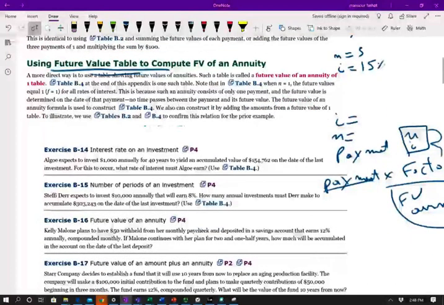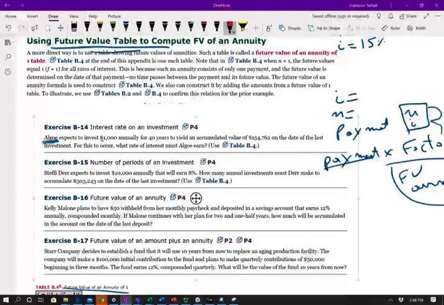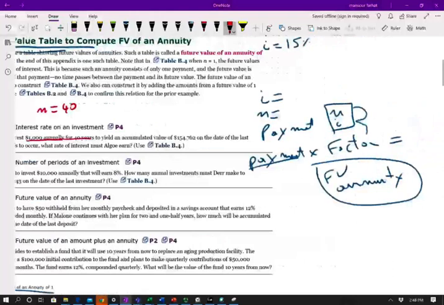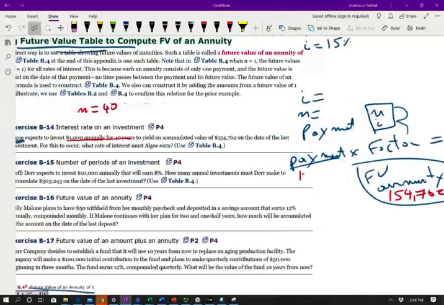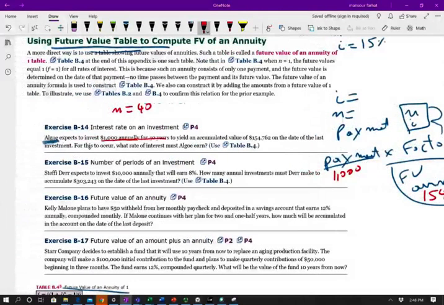Let's assume A expects to invest $1,000 annually for 40 years. So we have N equal to 40 to yield an accumulated value of $154,762. So what we have here is the future value of the annuity, $154,762, and the payment is $1,000 on the last date of the investment. For this to occur, what interest rate must we earn? So simply put, they're asking us what interest rate we must earn.